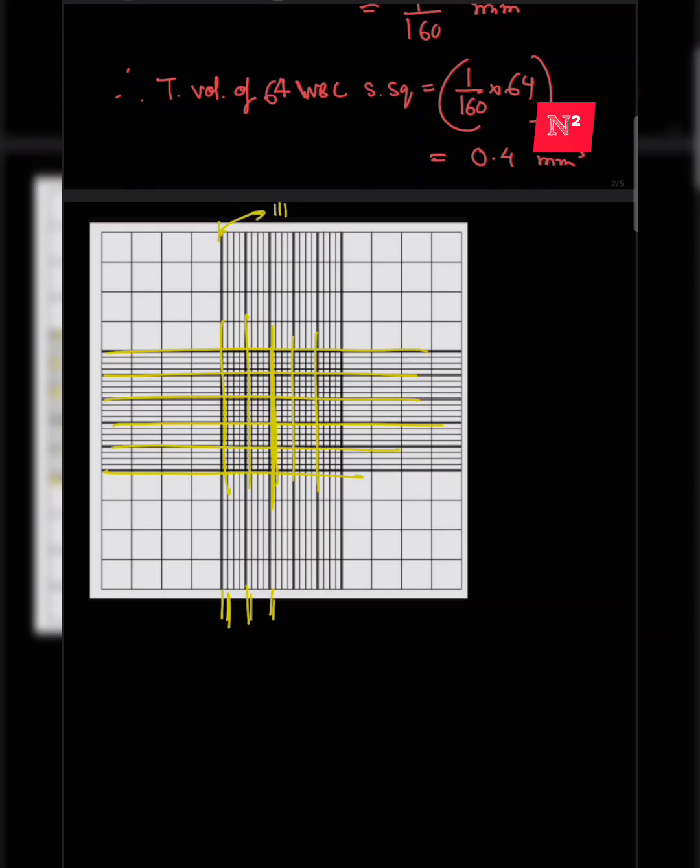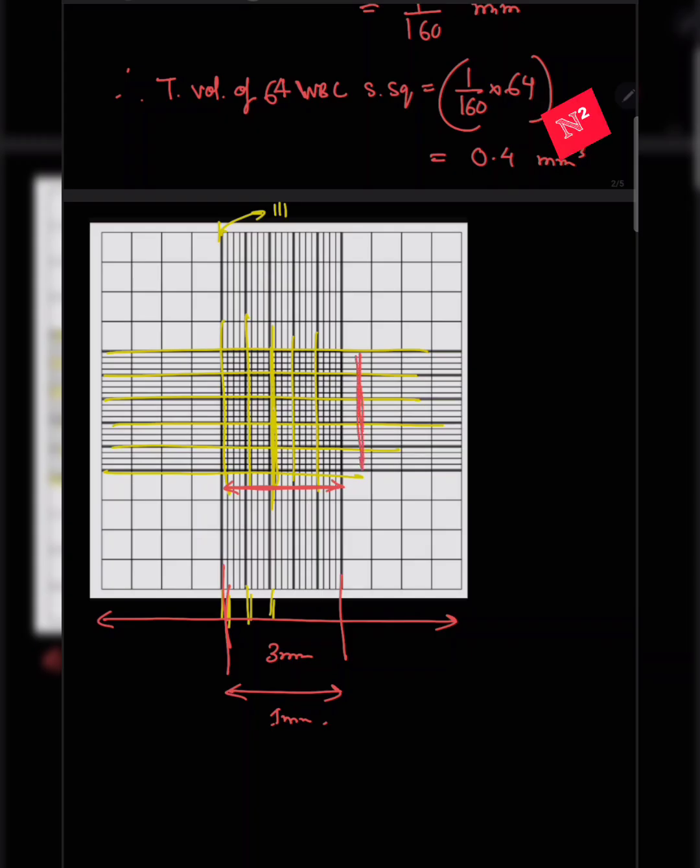Now you look closely. As I told you at the beginning also, the Neubauer counting grid's length is 3 millimeter, which is divided into 3 equal parts. So the individual length of the part is 1 millimeter. That is same for this whole square. That's also 1 millimeter. Similarly, it goes in these areas also. Vertically, if you measure, it's also the same 1 millimeter. Here also is the square. So the square is divided into 3 equal parts. You will get individual parts to be the equal size only.